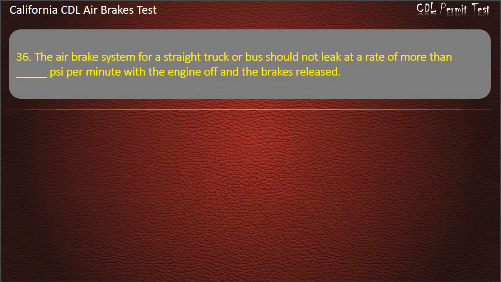Question 36. The air brake system for a straight truck or bus should not leak at a rate of more than how many psi per minute with the engine off and the brakes released? 1, 2, or 3. Answer. 2.